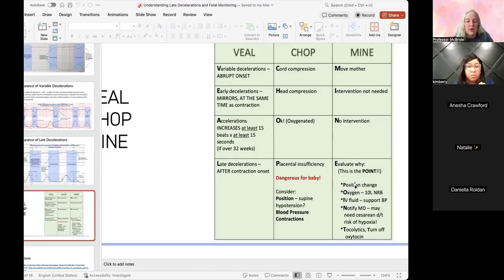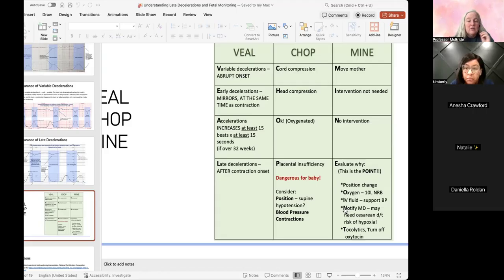So position for sure. IV fluid. If her blood pressure is low, let's give her some IV fluid to support her blood pressure. And that's even what we do with epidurals before we give the epidural to help support the blood pressures. We give a fluid bolus. Okay. The N is for notify.